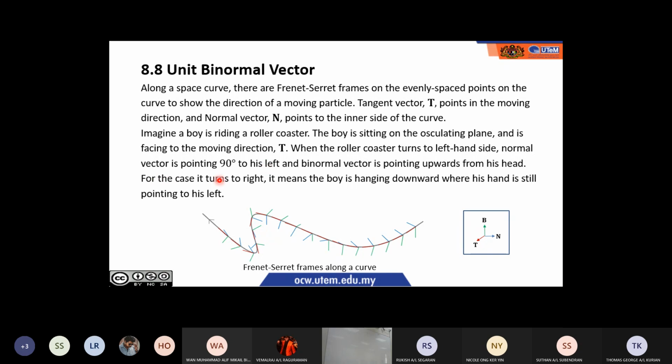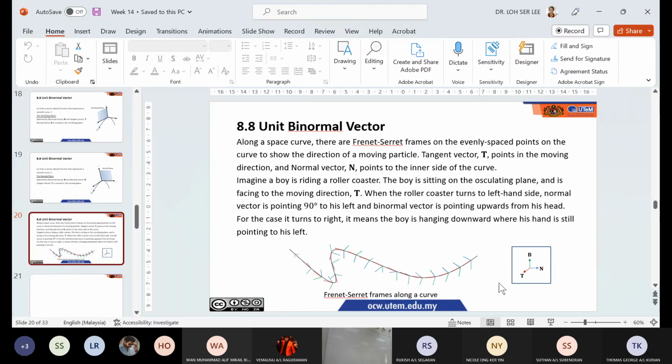But in the case where it turns to the right, his head is pointing downwards now, while the normal vector is still pointing to his left. That means his left hand just maintains. When it turns to the left, it is in this direction. Turn to the right, that means the head is pointing downwards. This one I will show you by using this.